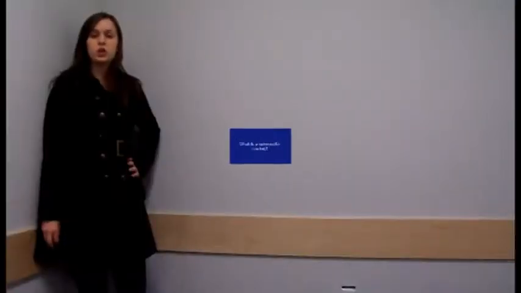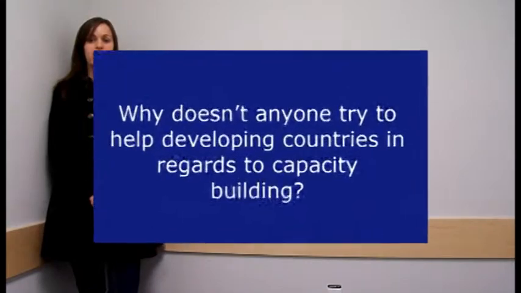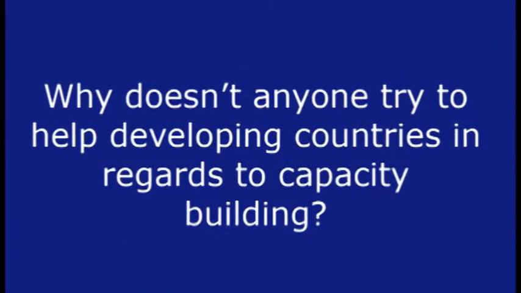The question for $200 is, what is the commodity market? A commodity market is a market that's based off raw product exchange through standardized contracts. The question for $400 is, why doesn't everyone try to help developing countries in regards to capacity building? They have. Aid is generated under the banner of trade-related technical assistance and capacity building to help build capacity to overcome restraints on exports. $2.1 billion has since been generated.